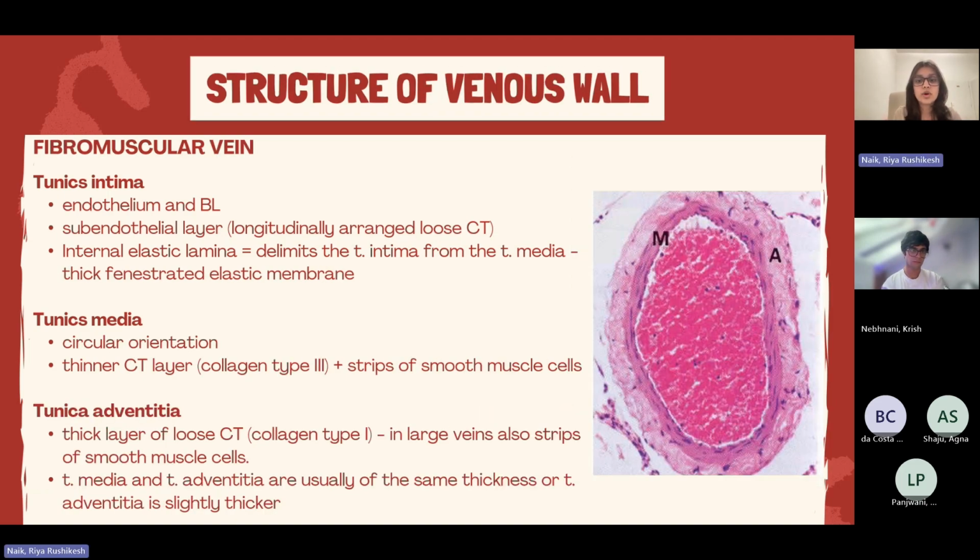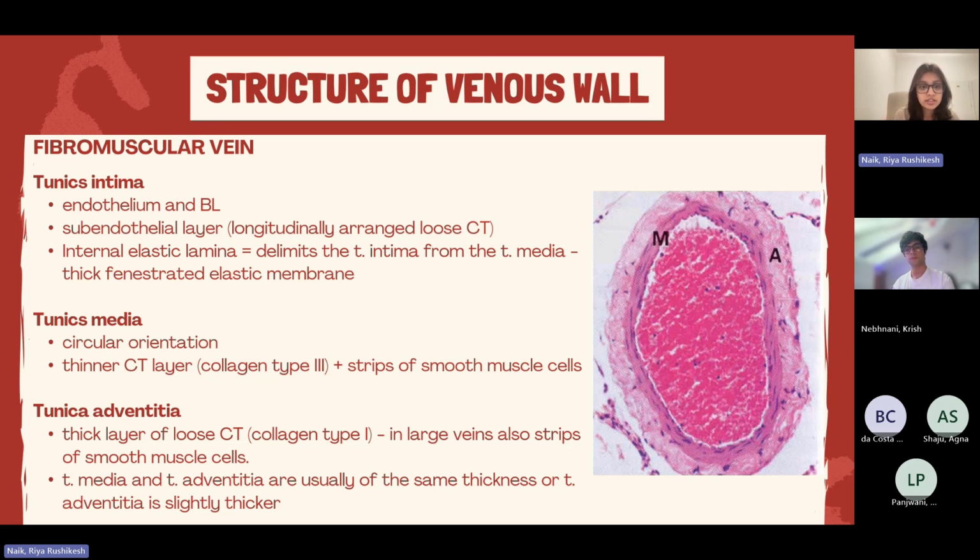Now, the structure of the venous wall is pretty much similar to the structure of the arterial wall. Again, this part is the endothelium, and it also has a basal lamina. The subendothelial layer consists of longitudinally arranged loose connective tissue, and it also has an internal elastic lamina, which separates the tunica intima from the tunica media. The tunica media here has a circular orientation again, and it is very thin compared to an artery. It consists of collagen type 3 loose connective tissue and a few strips of smooth muscle here and there.